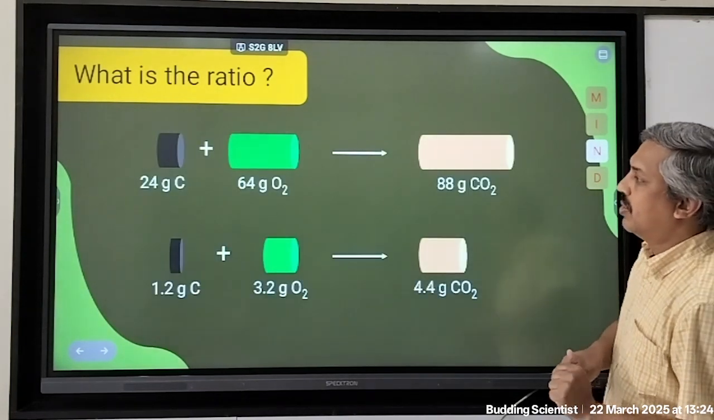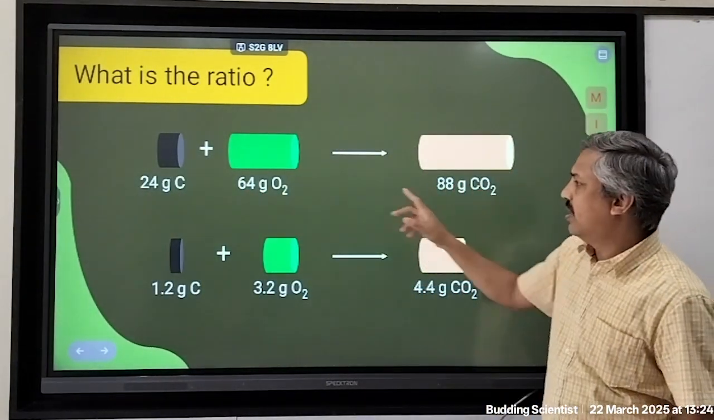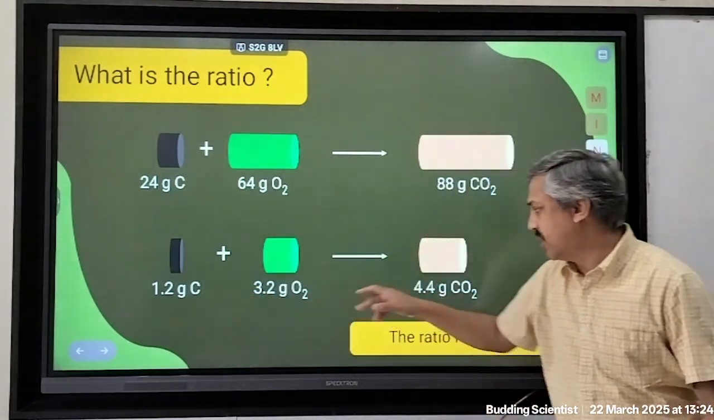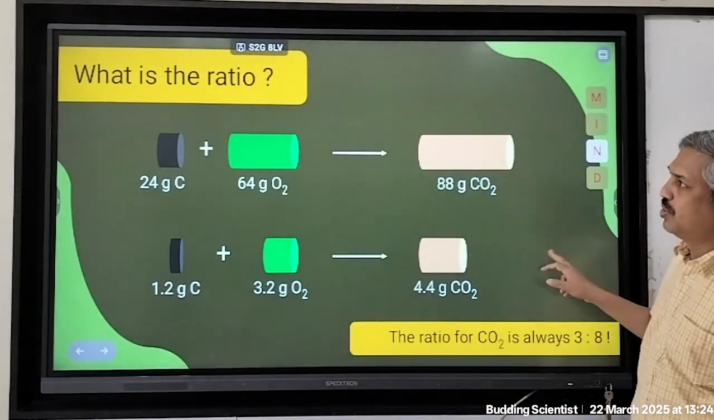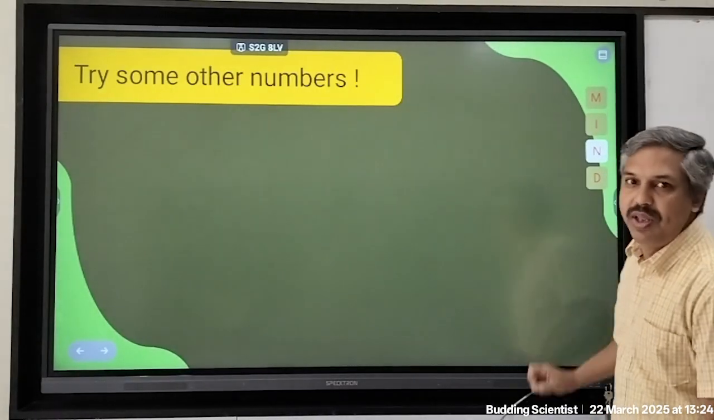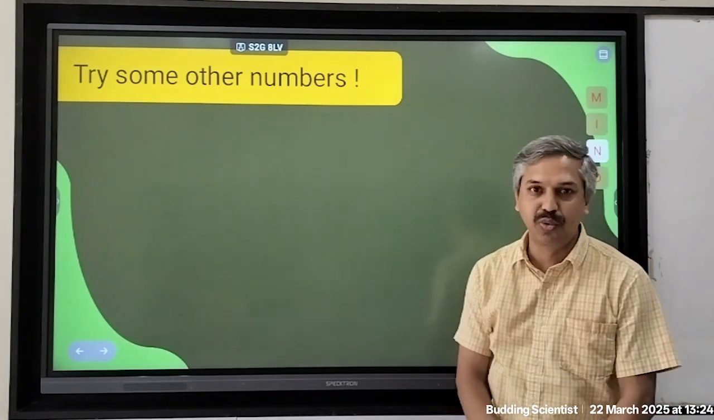What is the ratio? Again 24 grams, 64, again 88. It's again the same ratio. This can be in fractions as well. The ratio will remain to be 3:8. Now Dalton is wondering, the numerical encoding is done. The ratio has been found out to be 3:8.